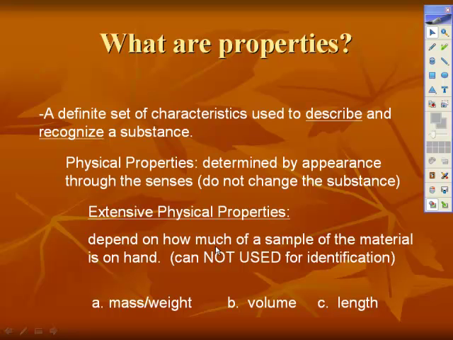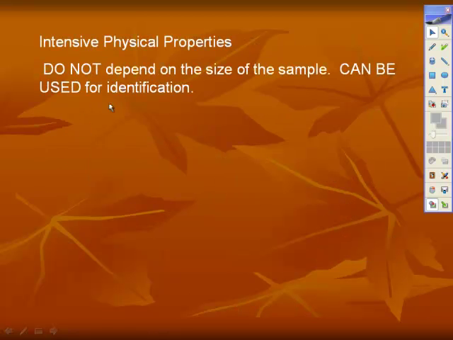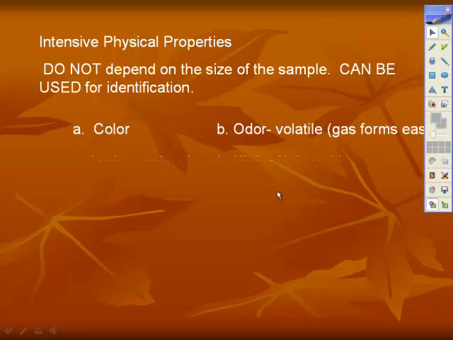I think of extensive like if I extend the size, then the property would change. That's how we know it's extensive. Then we have these intensive physical properties, which can be used for identification because they're the same no matter what the size of the sample is. So there's lots of examples of these.